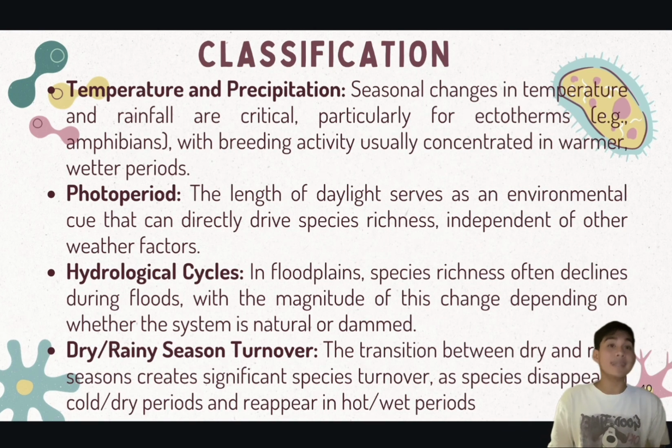We will now proceed to its classification. The first one is temperature and precipitation. Seasonal changes in temperature and rainfall are critical, particularly for ectotherms, with breeding activity usually concentrated in warmer weather periods. So, ang in-state lang naman nito, the temperature and precipitation act as a starting whistle for nature. Because many animals like frogs and insects, hindi sila nakakapag-produce ng kanilang own body heat. So, they wait for the warm and wet part of the season of the year to wake up, move around, and have their babies.